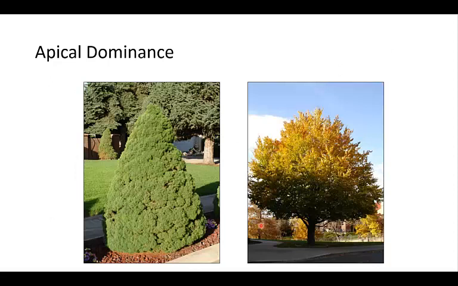So that gives rise to a term called apical dominance, where the apical portion of the stem controls the shape of the plant and the shape of the branches by inhibiting to some degree the development of the branches below the terminal bud.